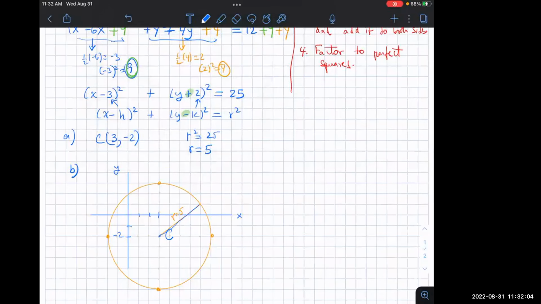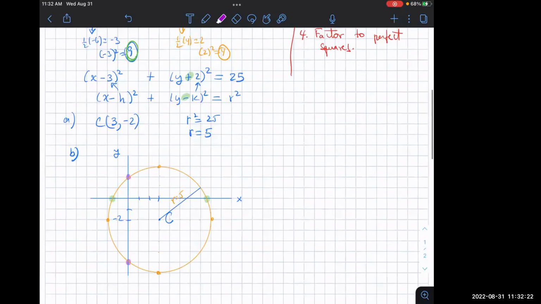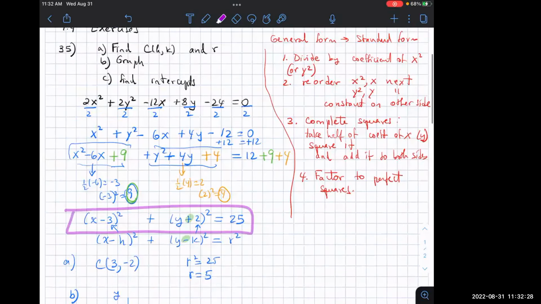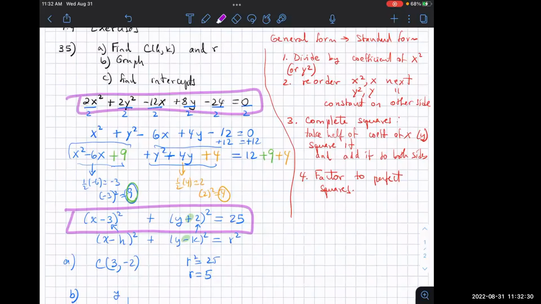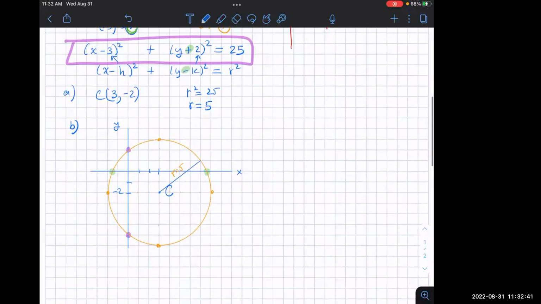Let's do that with blue. Okay, intercept. So the x-intercepts are these 2, and the y-intercepts are these 2. So we gotta find the x and the y-intercepts. Now to find the x and the y-intercepts, it's probably better to go to this form. You see these 2 are equivalent, but the other one is already in the right form to isolate. Otherwise, you have to factor or do the quadratic formula.